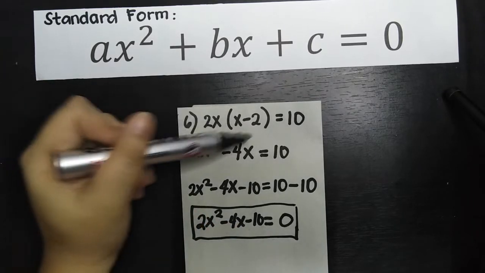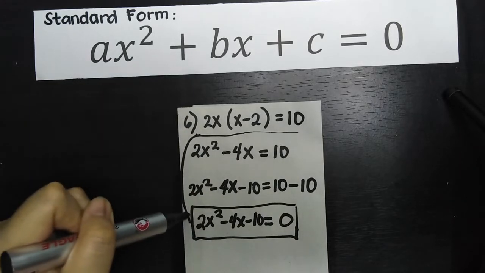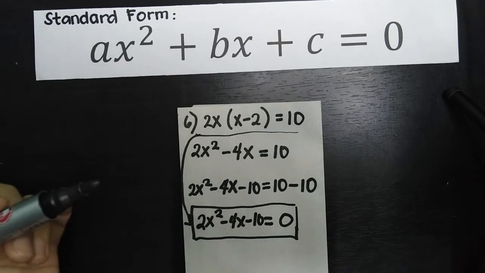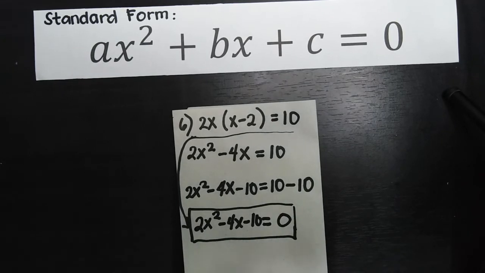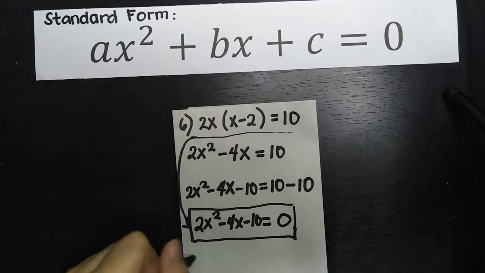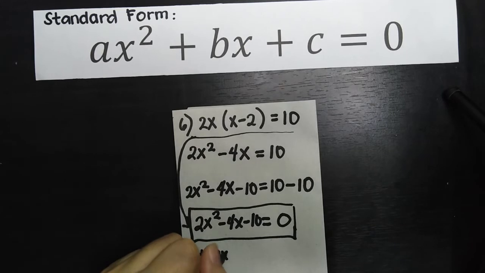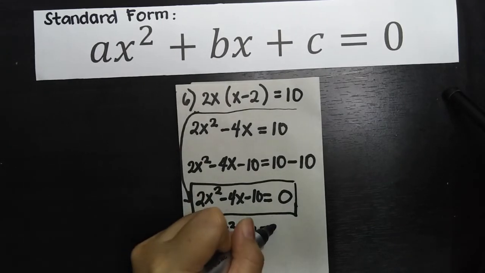So, instead of this, we can express that into this one. So, this is now the standard form. Therefore, we are now sure that this is a quadratic equation. Now, since this is now a quadratic equation, our quadratic term is 2x squared, which gives us the value of a equal to 2.